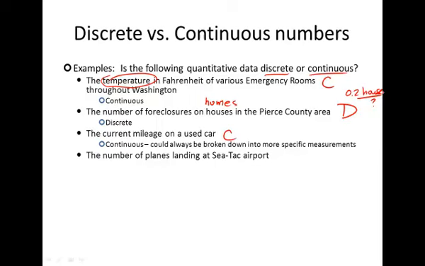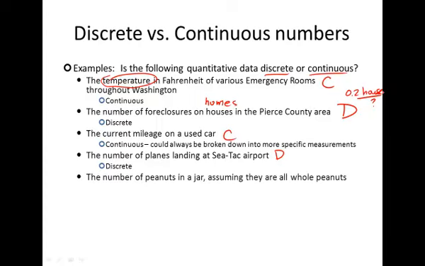The number of planes landing at the airport, discrete or continuous? That's right, it's discrete. The number of peanuts in a jar, assuming that we're counting only whole peanuts. Once again, discrete. So yes, you could chop a peanut in half, but we're only considering it a peanut if it's a whole peanut. How about the weight of the same jar of peanuts? Continuous.